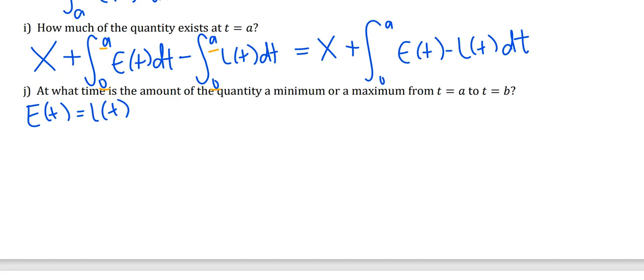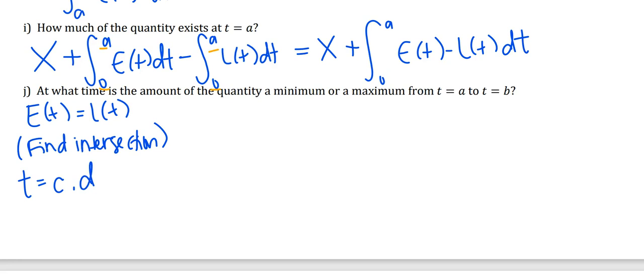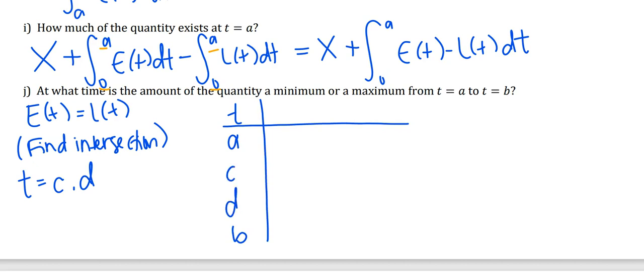And what we're going to do is, again, if it's calculator active, you are going to put e of t into y1, L of t into y2, and find the intersections on that interval, a to b. Okay, so let's say that they intersect twice between a and b. Let's call those intersections x equals c, and x equals d. You might have just one, maybe you'll have three, but we're going to assume we have two here. Now, what do we do next? We make our table. So here's my time. I need to check my endpoints, which is a and b, and any critical points between a and b. So again, we're going to call those c and d.